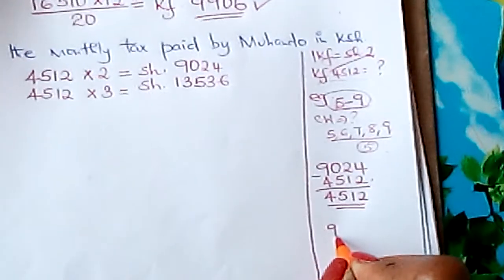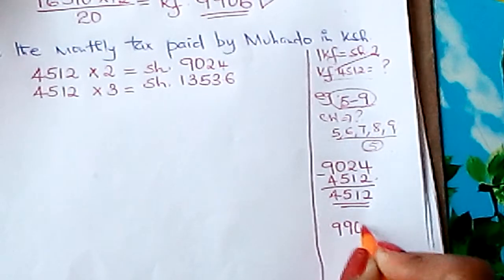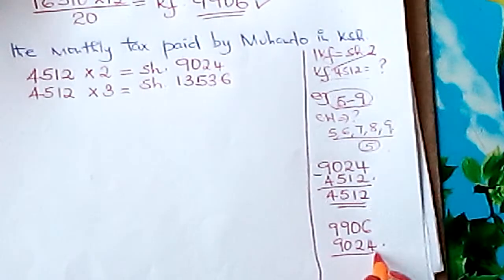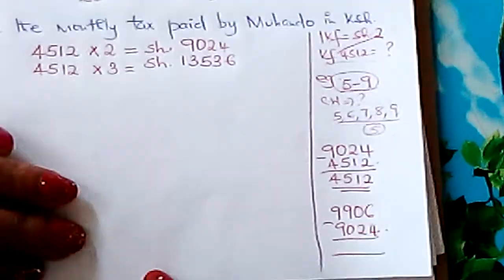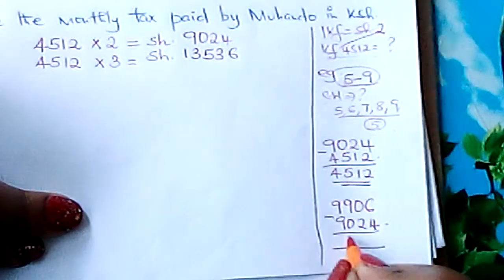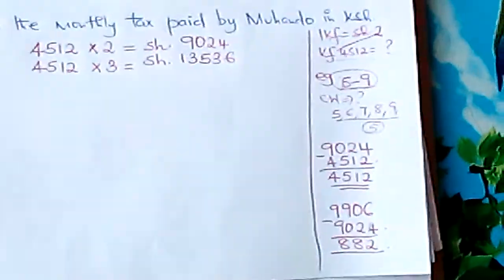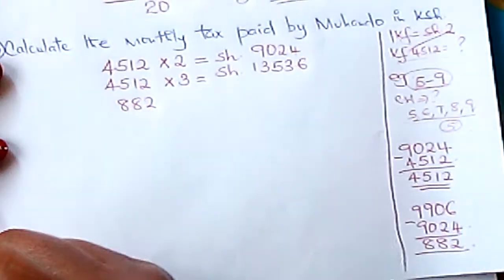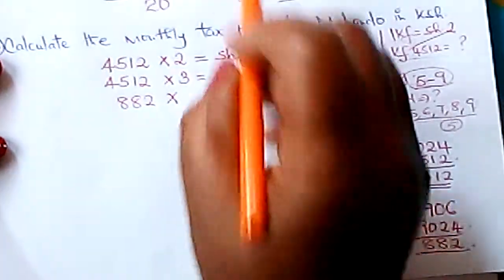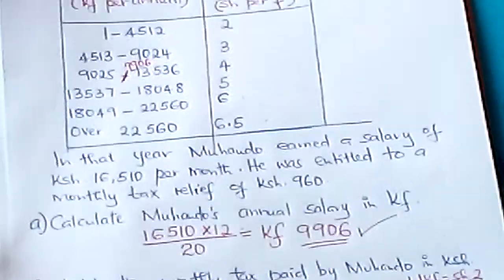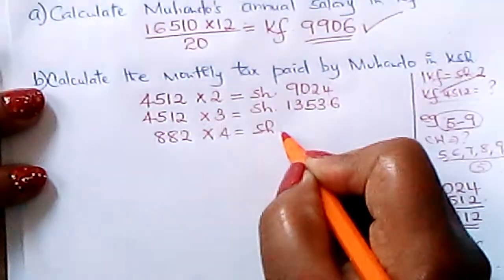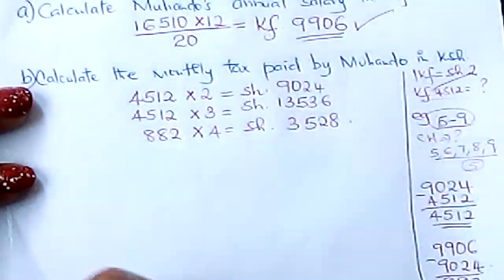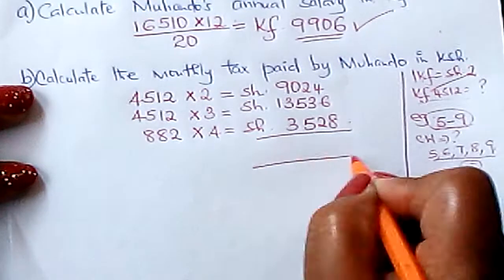So you can use our second method. 9906, subtract the upper so that you get the answer direct. Lana, if you subtract that, what should you get? You would get 882 Kenya pounds. So the third slab, Lana, carries 882 pounds. You multiply by 4. We are multiplying by 4 in this case, and therefore working this out, you get 3528 shillings.